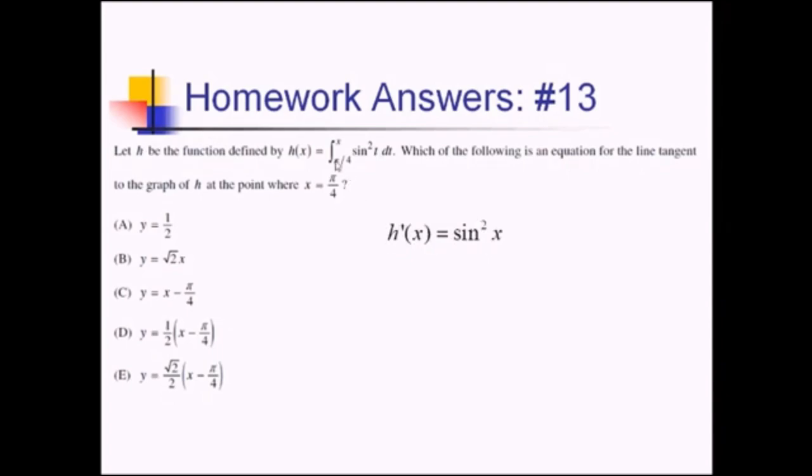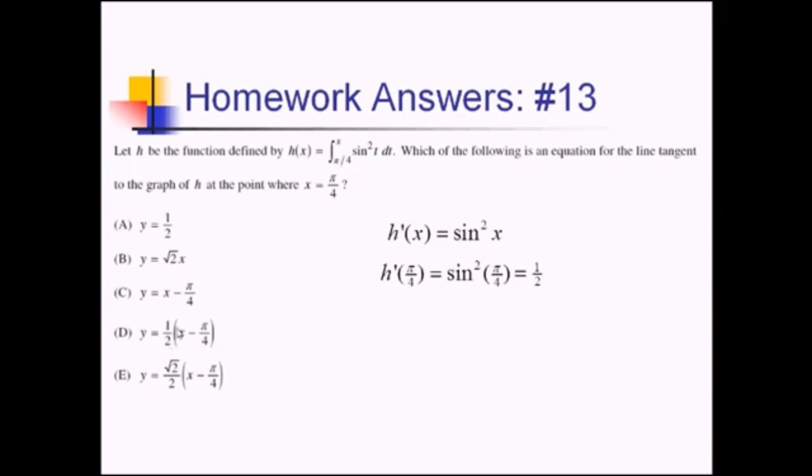Next, we have to plug in pi over 4 for the x value. We want to know what the slope is at pi over 4. So we've got sine of pi over 4. That happens first. That's root 2 over 2. And then we're squaring that. So that's going to be 2 over 4, which is 1/2. Actually, hold on a sec. There is only one answer choice with a slope of 1/2. And that is going to be choice D.